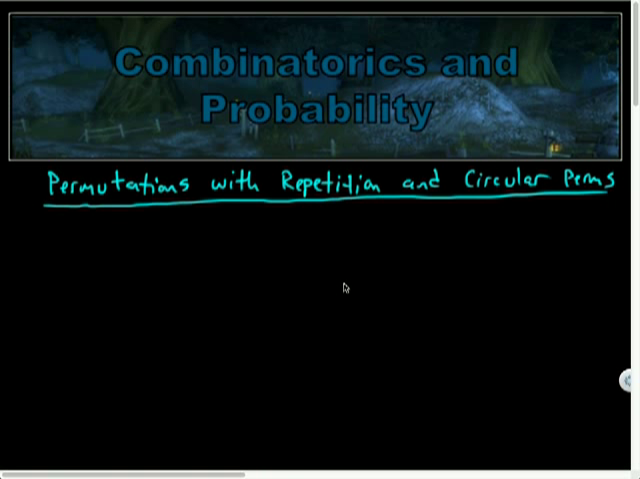We're talking about permutations with repetition and circular permutations. And as you can see, I've already participated in repetition by saying permutations at both the beginning and end of this title, although I abbreviated it. Just perms and combos, that's what I'm talking about.